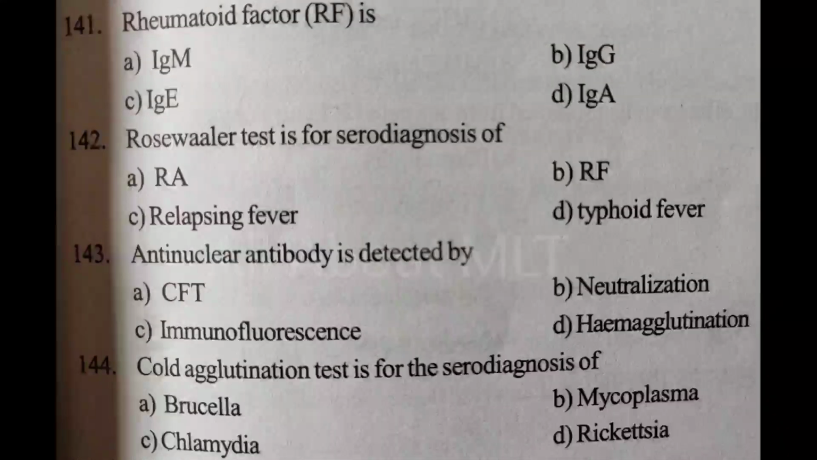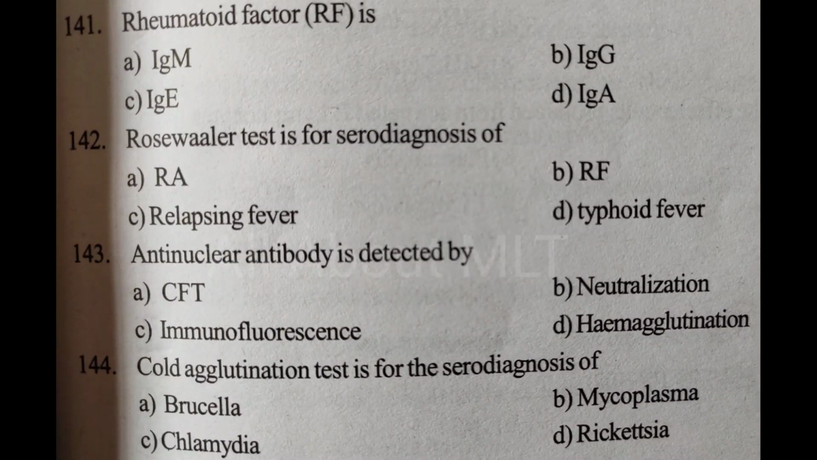Rheumatoid factor is option A IgM, option B IgG, option C IgE, option D IgA. Answer is option A IgM. Rose-Waller test is for serodiagnosis of option A RA, option B RF, option C relapsing fever, option D typhoid fever. Answer is option B RF.